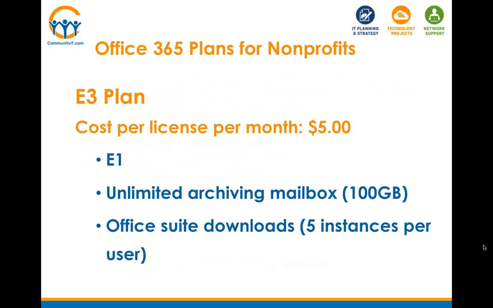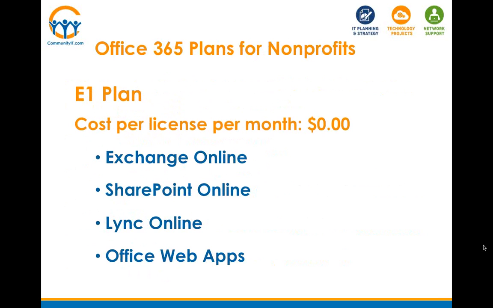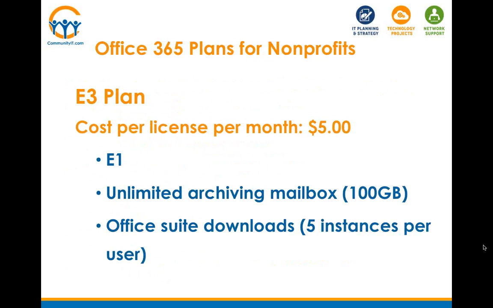The difference between E1 and E3 is that E3 will give you additional space on your archiving mailbox. Here you have only 25 gigs, and that is shared between your regular mailbox and your archiving mailbox. And you have Office Suite downloads. You can have 5 instances per user and download Office, install it on your desktop, install it on your Mac. So that's kind of the difference.